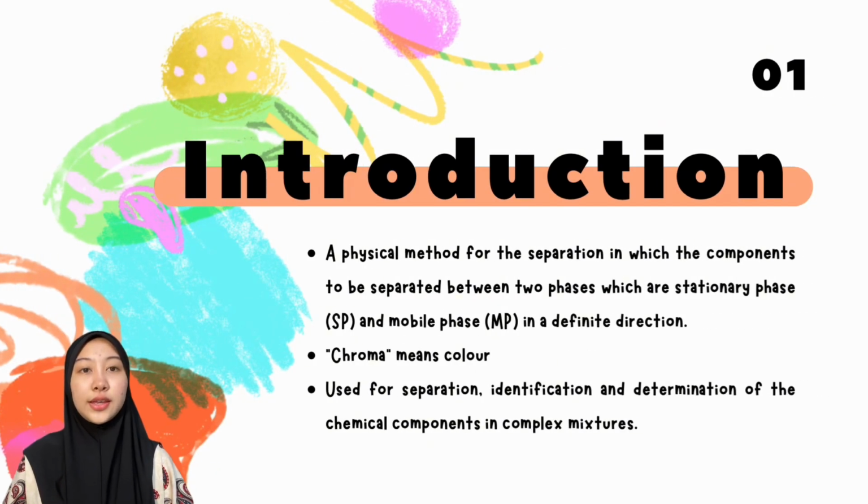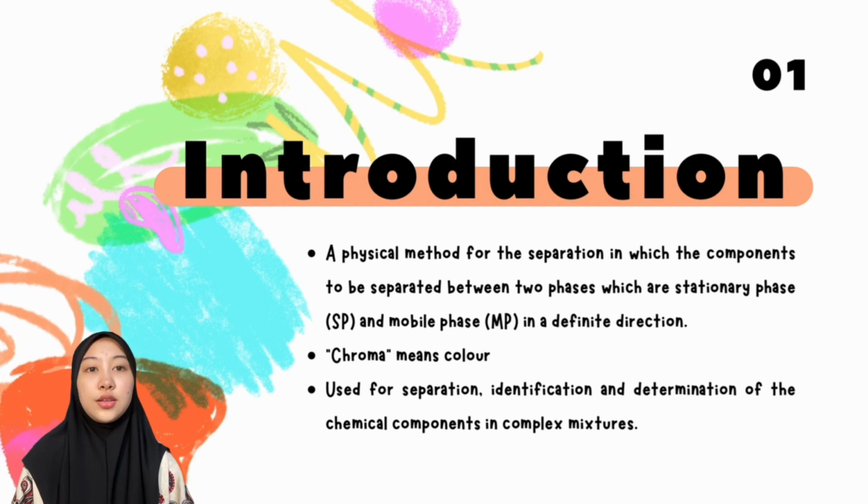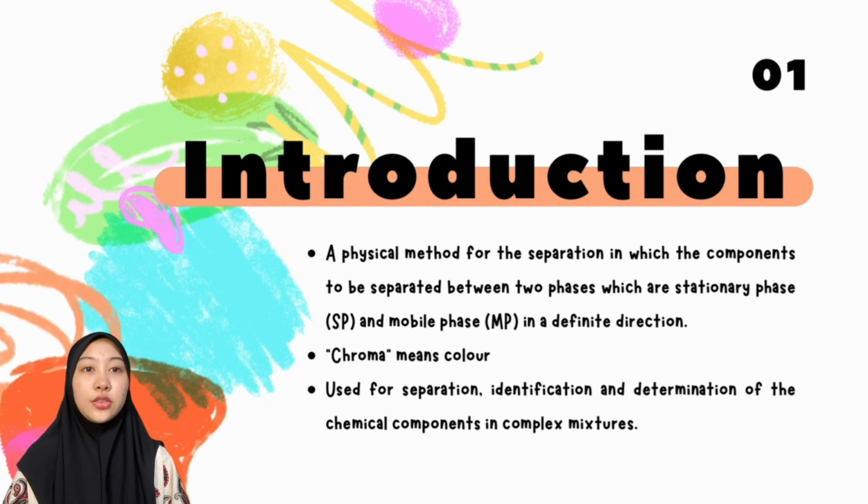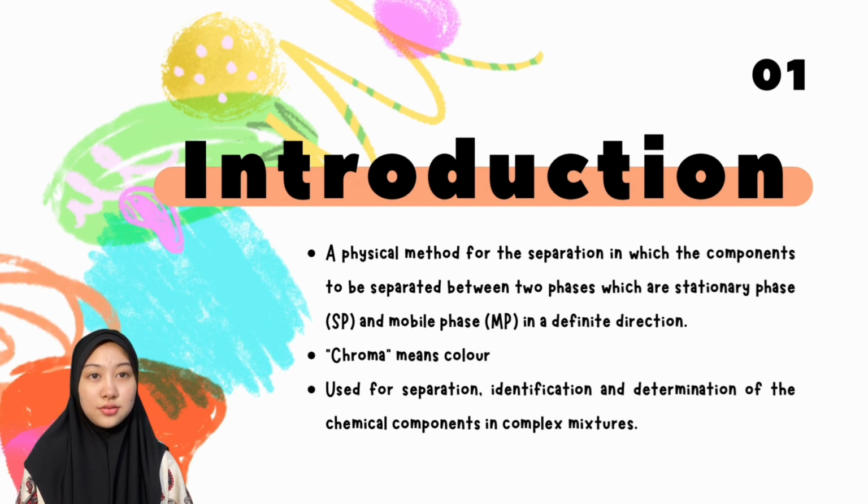Chromatography is a physical technique for separation in which the components to be separated are distributed between two phases, a stationary phase and a mobile phase, in a definite direction. The word chromatography is derived from Greek, where chroma means color and graphein means to write. This method is widely used for separation, identification, and determination of chemical components in complex mixtures.